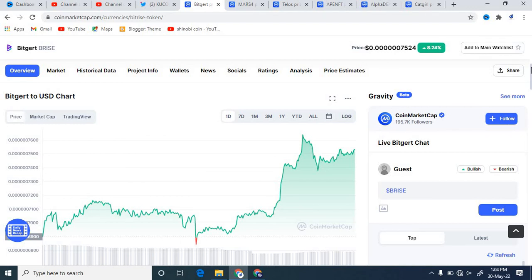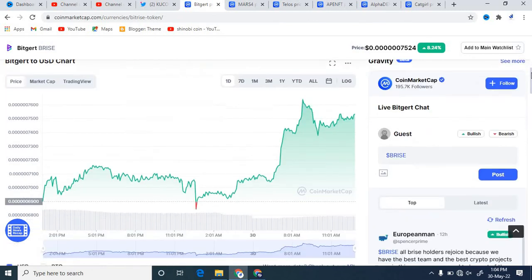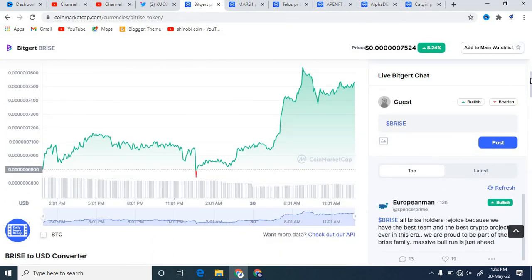But right now I'm just giving you a price prediction for this project, and this is all the detail about it. If you want to do day trading with this project, I don't recommend it. And if you want to hold for some time, for 4, 5, or 6 months, I recommend buying this project right now. So this is all the detail about Bitgert.